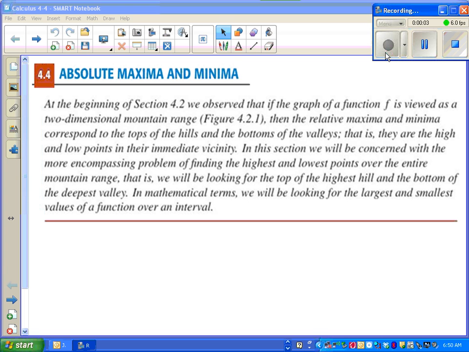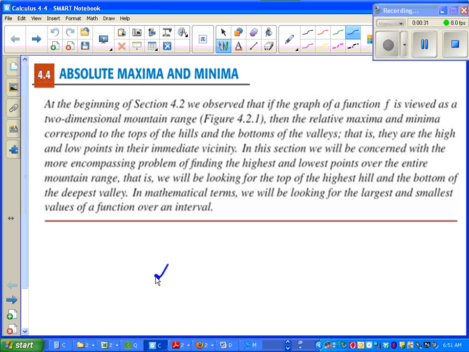4.4, absolute maxima and minima. In the past, we've already learned how to find the relative or local maxima and minima. Typically, that happens where the slope is 0 or undefined. An absolute maximum or minimum is kind of the same thing. It's just the highest y value on the graph. That could happen at a relative extreme, or it could happen on the endpoints.